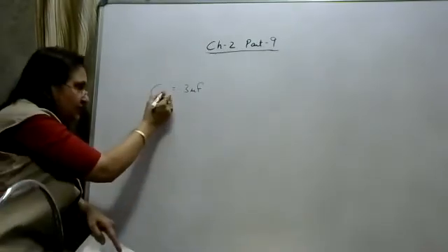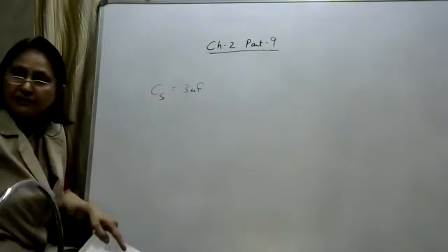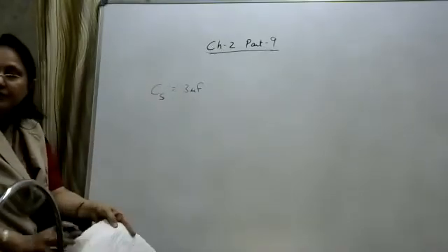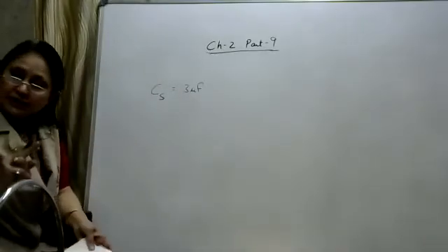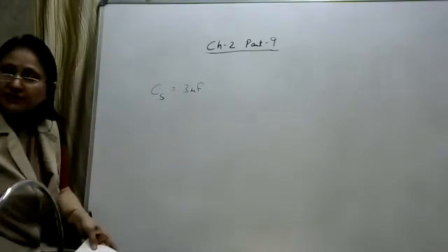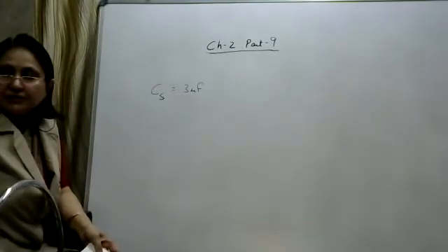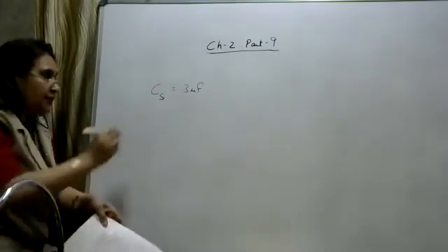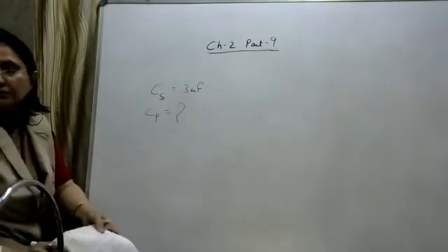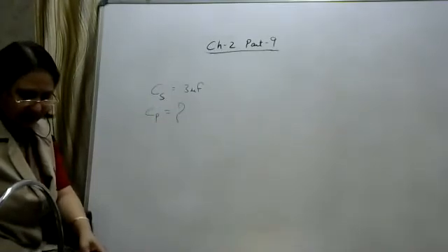Okay, so let us write it as CS. The equivalent capacitance when three identical capacitors are connected in series is given by 3 microfarad. So complete that sentence: net capacitance of three capacitors connected in series is 3 microfarads. What will be their net capacitance, their equivalent capacitance, when they are connected in parallel?